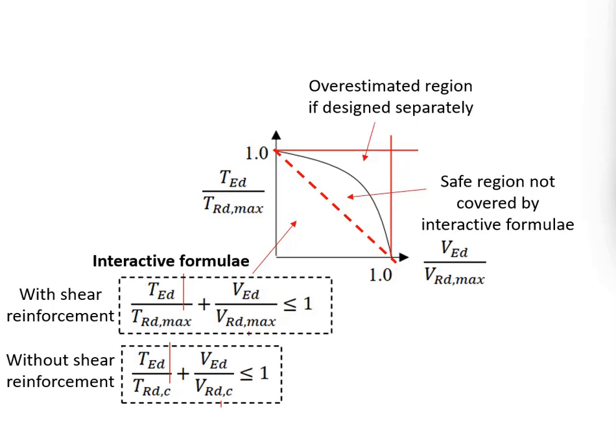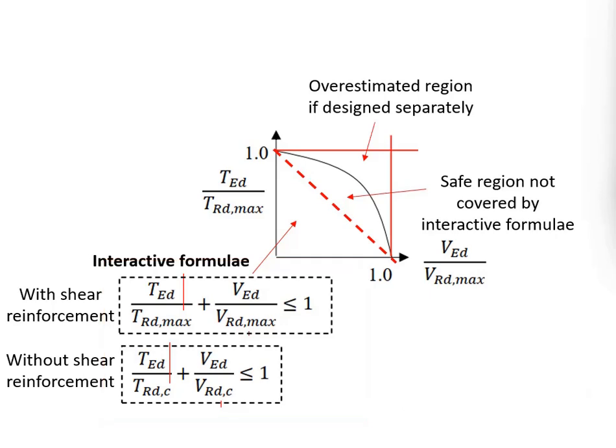However, in reality, you have an additional safe region here, which is beyond the boundary of this interactive formula. In other words, this interactive formula has already trimmed this safety region here, assuming it is unsafe. Whichever does not fulfill the formula, the section will be considered failed. That's why I say this formula is a safety measure.